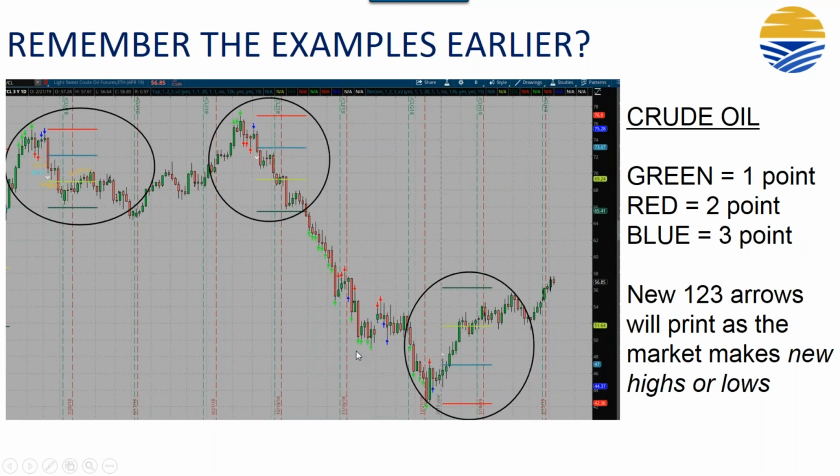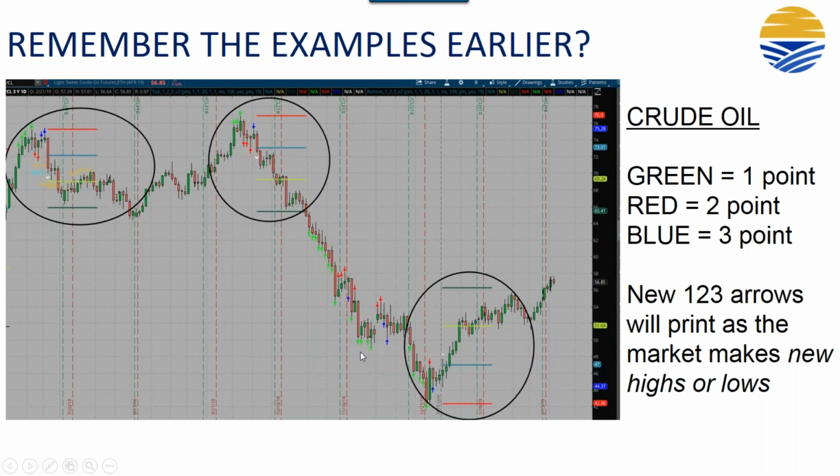What about these green arrows? Why the heck are we seeing all these green arrows? It's because we are making new lows. It's telling us we're making new lows. We're making new number 1 counts. So once we stop printing these new lows, we stop getting new green arrows and we start to get a number 2 arrow.